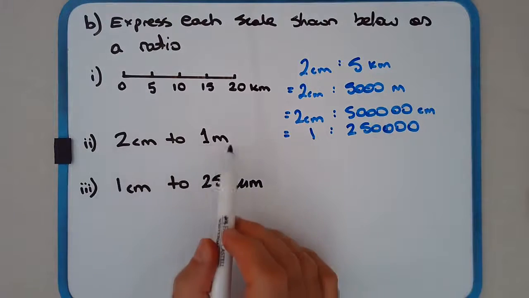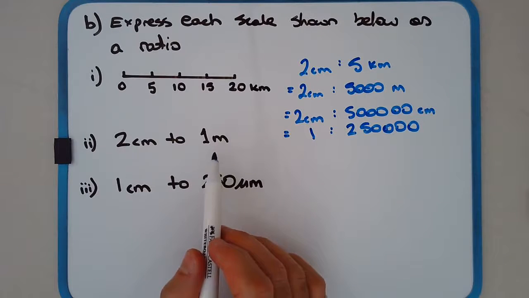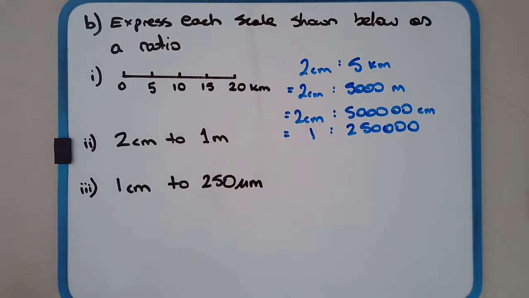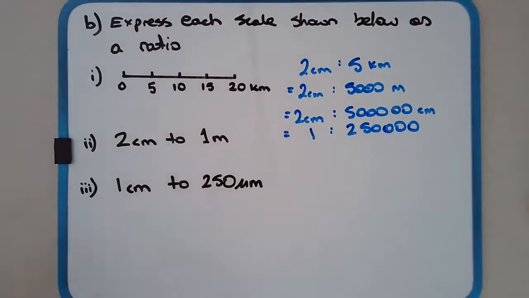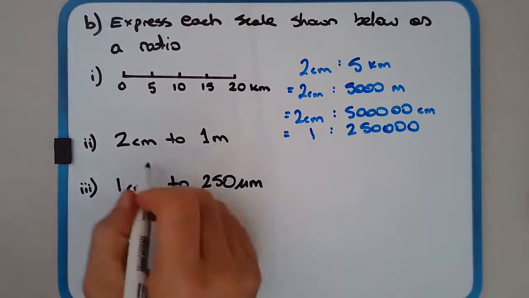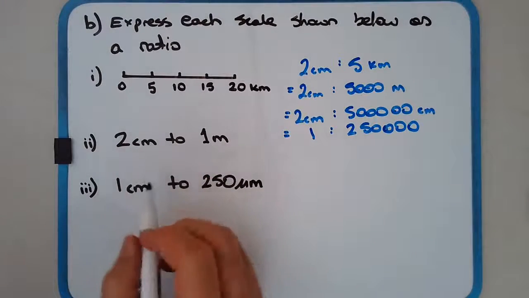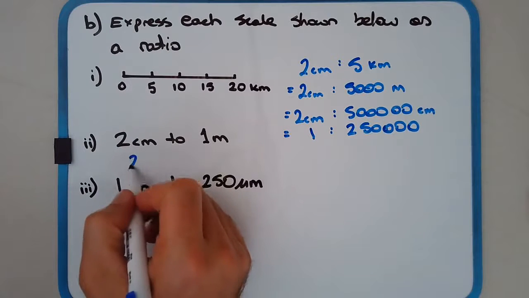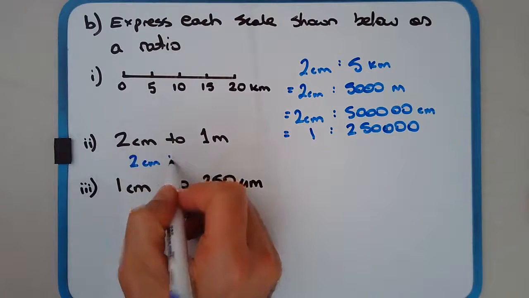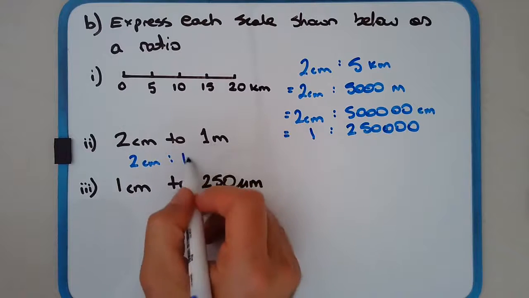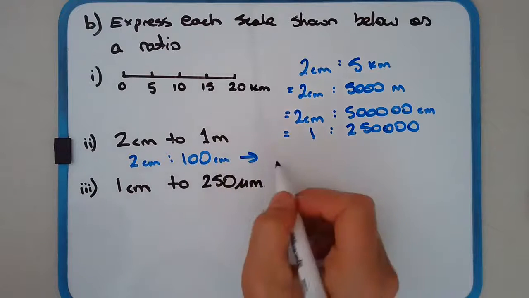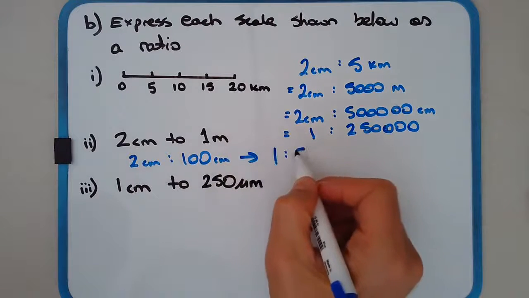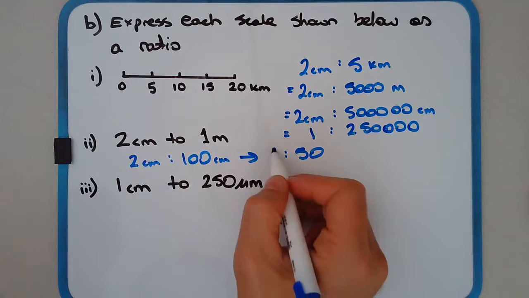2 centimeters to 1 meter. Again, we've got the same issue here that it needs to be converted to the same unit of measure. It's very similar to part I, just expressed a little bit differently. This one doesn't need as much conversion or multiple conversions. So 2 centimeters, well, how many centimeters in a meter? 100.